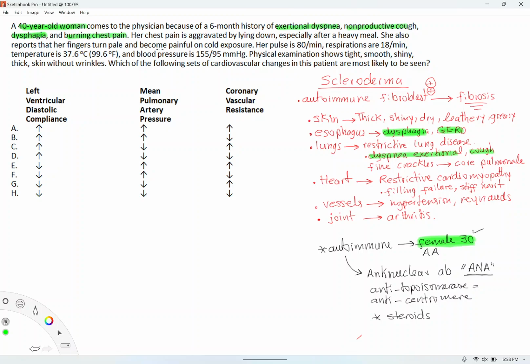Her chest pain is aggravated by lying down. Remember, when chest pain is positional, it's not MI, it's not angina. It could be pneumonia, it could be lung, it could be GERD. Aggravated by lying down, especially after heavy meals. As soon as you mention heavy meals, we know this is GERD.